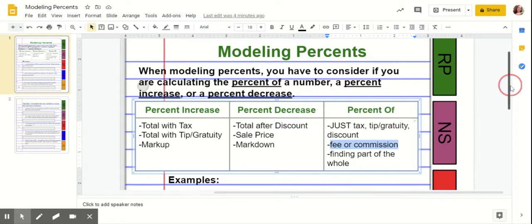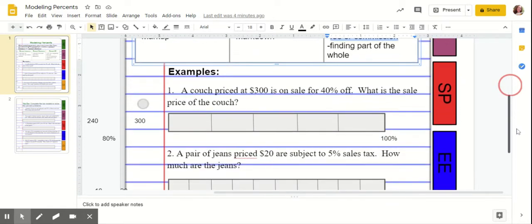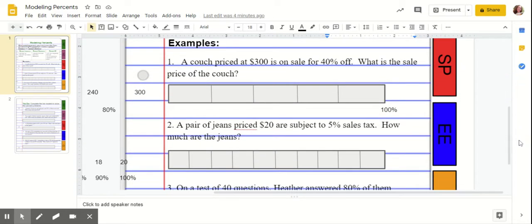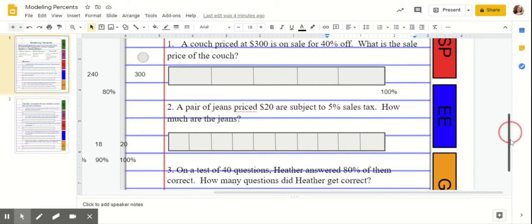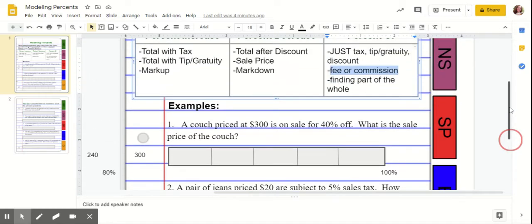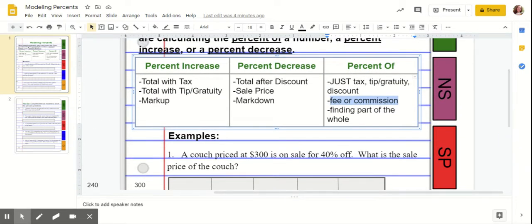So we're going to look at a few examples of how these models work. My screen will jump around a little bit just so you don't have to wait for me to type. So bear with me. In our first example, it says a couch priced at $300 is on sale for 40% off. What is the sale price of the couch? Well, there's that phrase, sale price. And I know when they want the sale price, they don't just want to know how much money I'm saving. They want the total after I've subtracted that discount away.